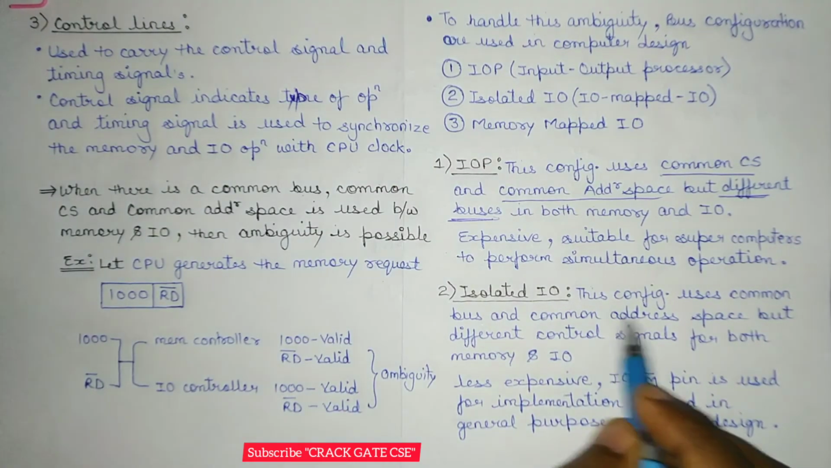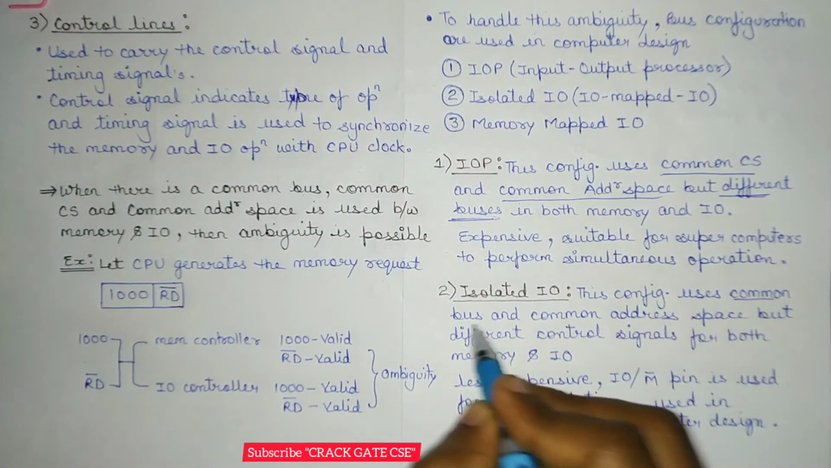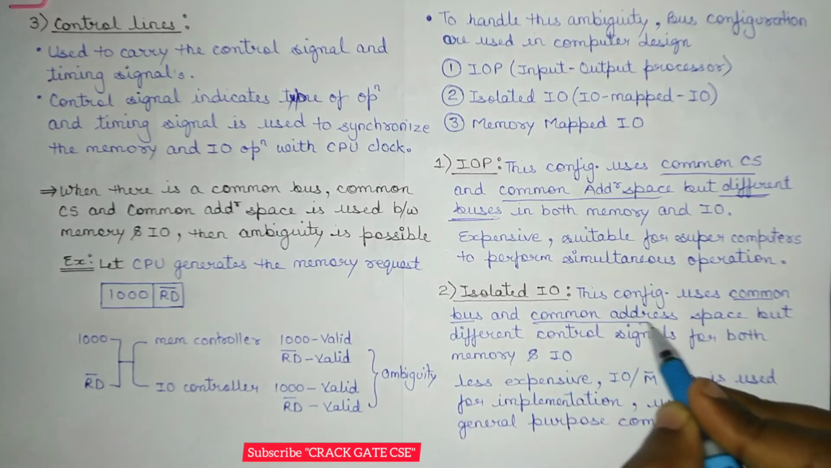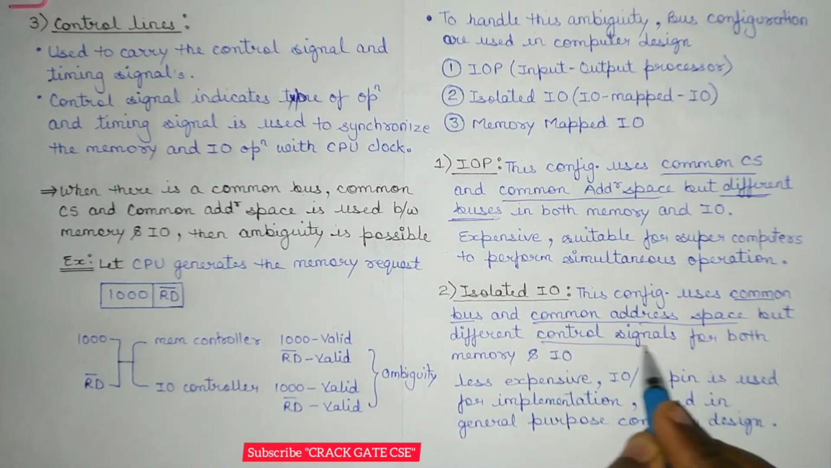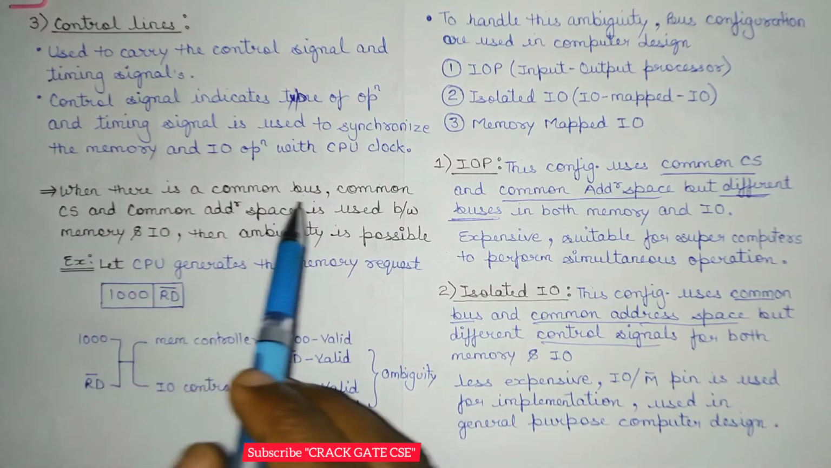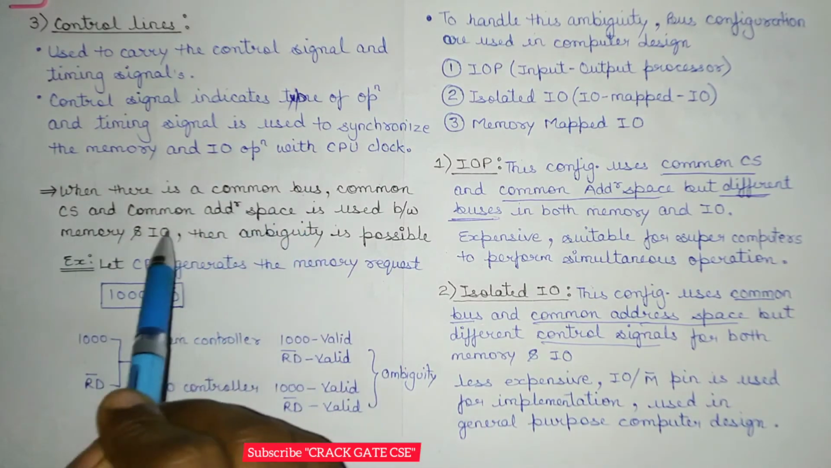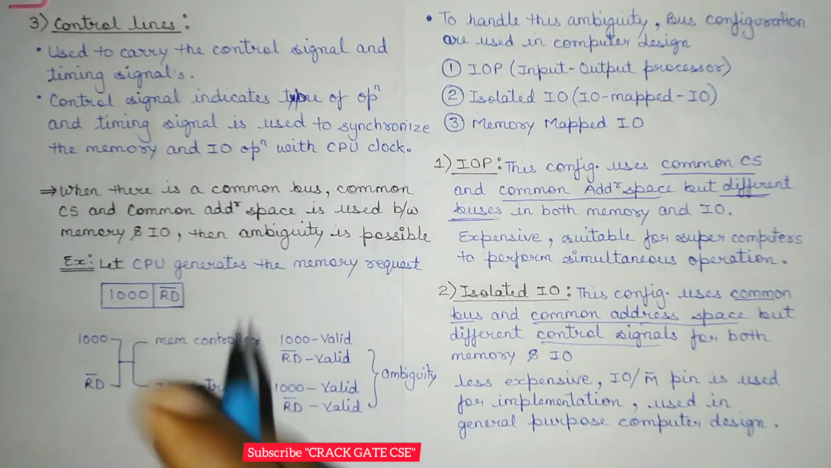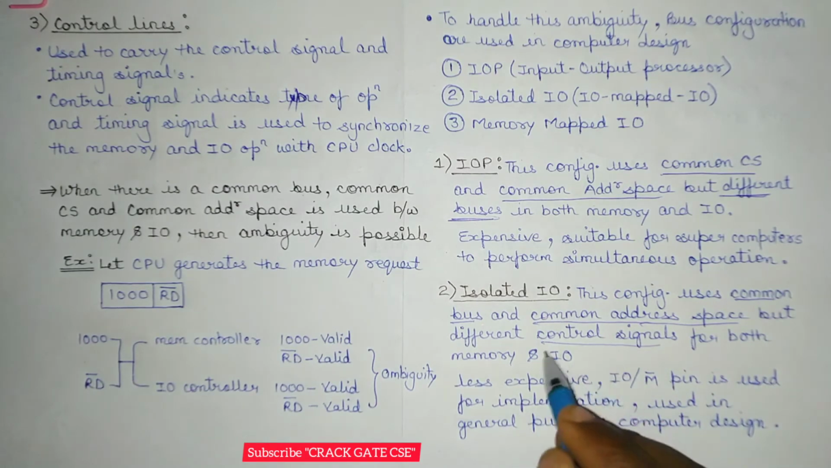So the isolated IO uses the common bus, common address space, but different control signals, because the problem was arising when we are having common bus, common control signal and common address space. So we have to change one thing. So here we are taking different control signal and common bus and common address space for both memory and IO.